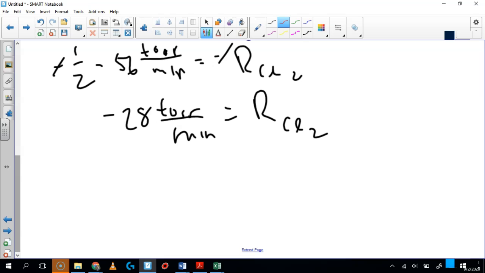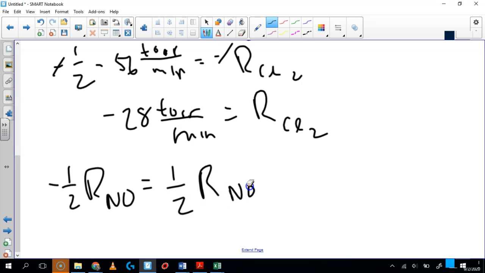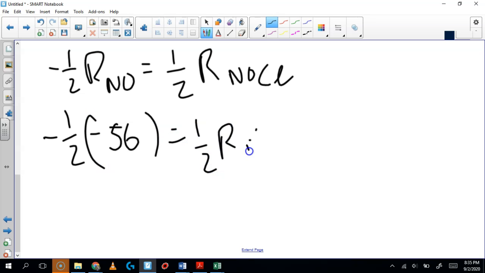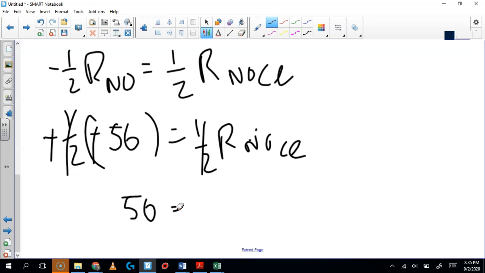So we come down here and we do the same thing for the NOCl. We know that negative 1/2 the rate of NO equals 1/2 the rate of NOCl. So negative 1/2 and the rate of NO is negative 56, equals 1/2 the rate of NOCl. The halves cancel, and this becomes positive, since negative times negative is a positive. So the rate of NOCl is equal to positive 56 torr per minute. But that's not the problem.